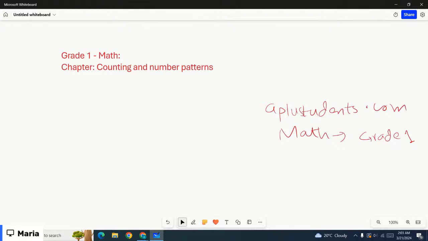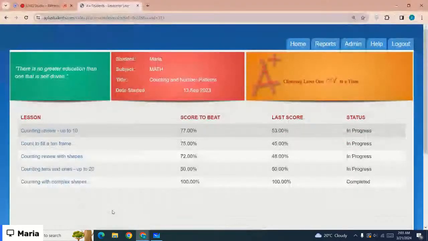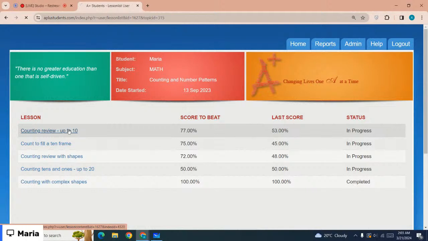We're going to start with the chapter counting and number patterns. So please make sure you have your notebook and pencil so that you can note down the important examples and definitions as well. So here I'm on grade 1 math. We're going to start with the very first chapter, that is counting and number patterns. Let's just start with the first lesson, that is counting review up to 10. Let's just start with the lesson.